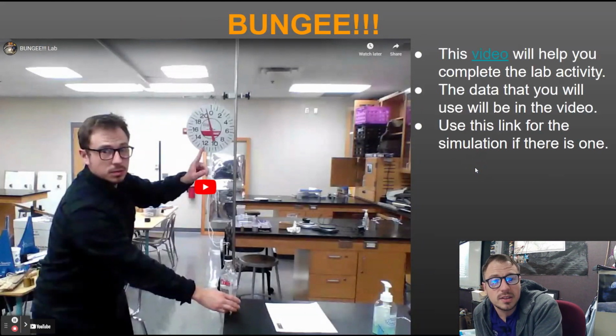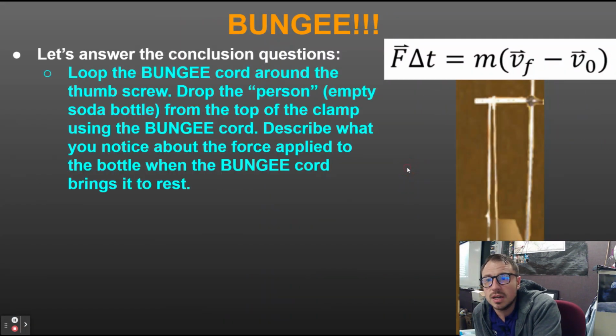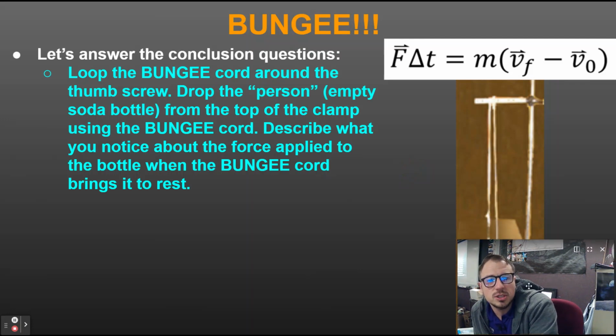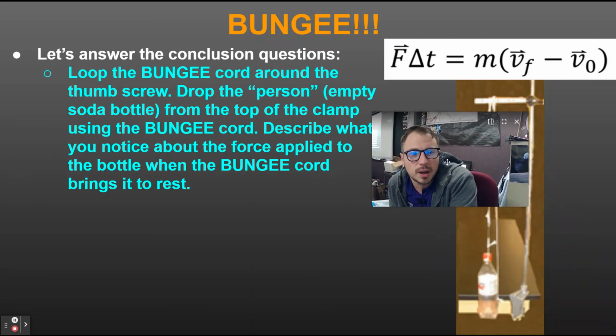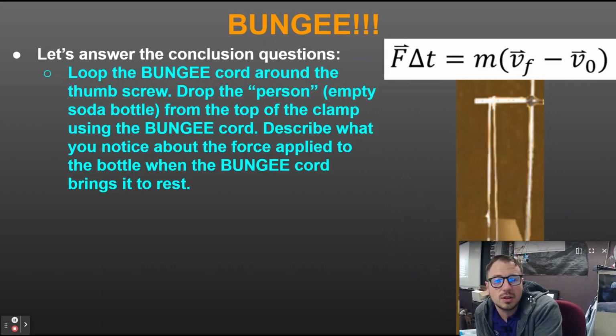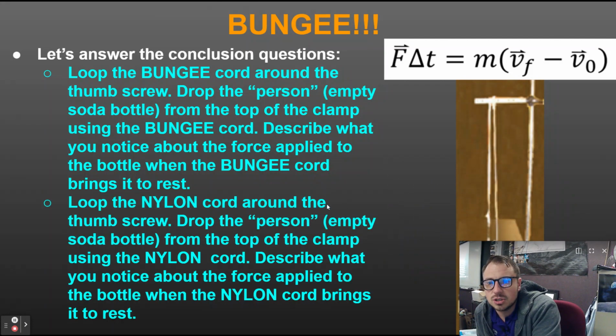So in order to look at this concept, we looked at a bungee, right? So we tied a bungee cord to a Coke bottle, and then we tied it to a nylon cord, and we dropped the Coke bottle into those 2 different circumstances.